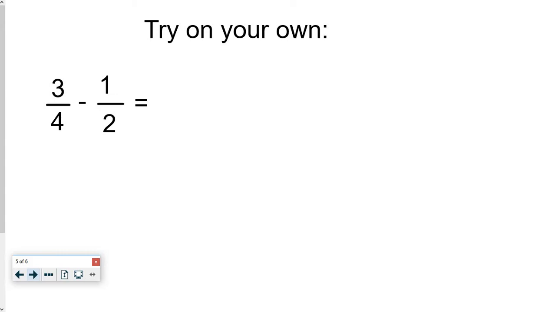So at home, or in class, or wherever, try this on your own. Make sure you get this. So pause it, do this question, and then follow along and see if you got it right.